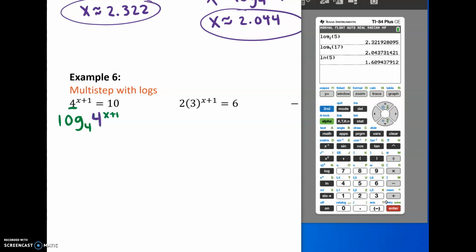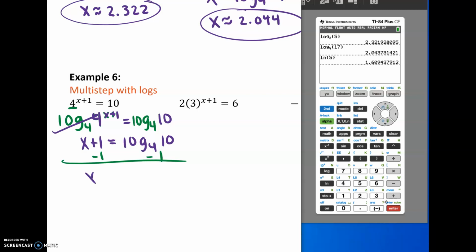Here guys, let me color code that so you can see. And green is the operations. Okay, what I do to one side, I do to the other. So I have log base 4 of 10. And now this cancels. You're left with x plus 1. And that's equal to log base 4 of 10. Now, in the last example, we were done when we got to here because you had x equals. We need to get rid of plus 1, so subtract 1 from both sides. And you're left with x equals log base 4 of 10 minus 1.